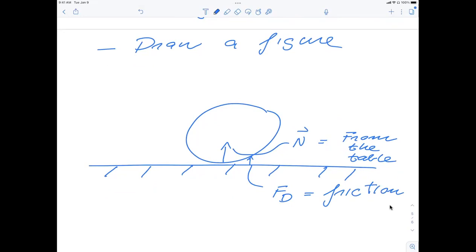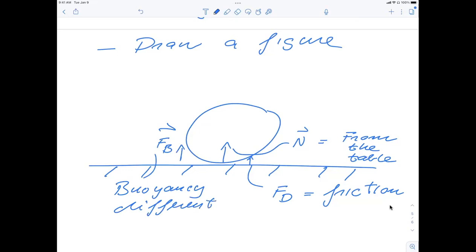Then there may be some effects due to different pressure. So this could be a buoyancy force, an F_B here. It could be due to a different air pressure, just an example of forces. And often what we will end up doing is to neglect some of these because we tend to simplify.